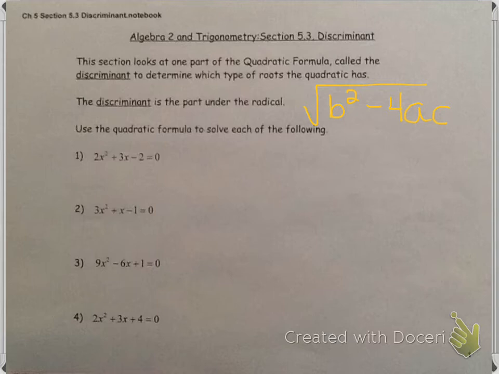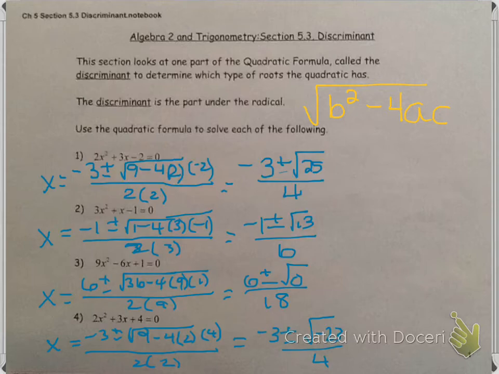You need to pause the video and use the method of the quadratic formula to solve each of the 4 quadratics listed below. We haven't completely simplified these, but using the quadratic formula, this is what you should have for the first one. -3 plus or minus the square root of 25 all over 4. Notice that the part under the radical is a perfect square.